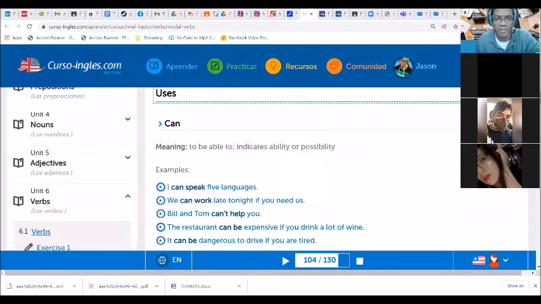Let me just see. I'm missing Cassandra. She joined early, and I don't see her now. Where is Cassandra?